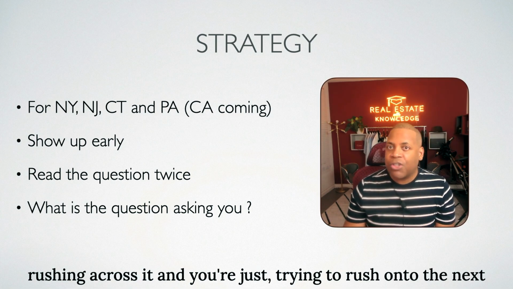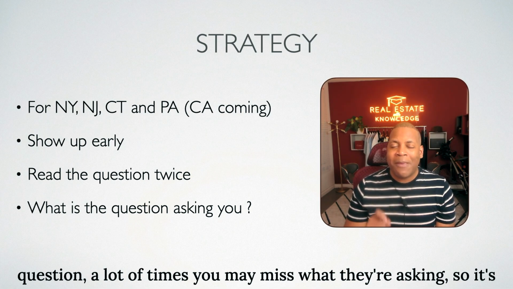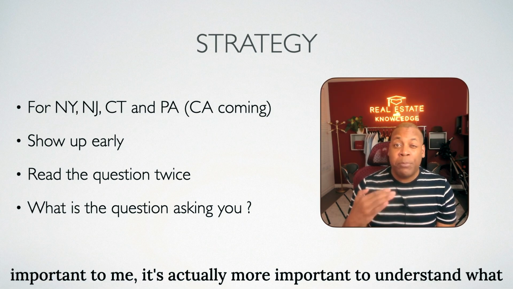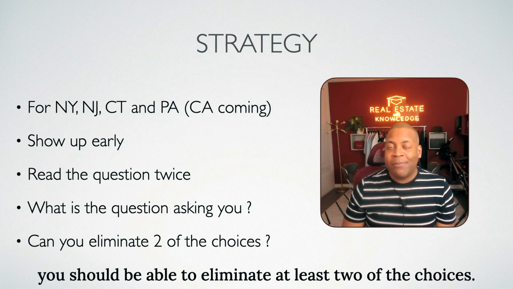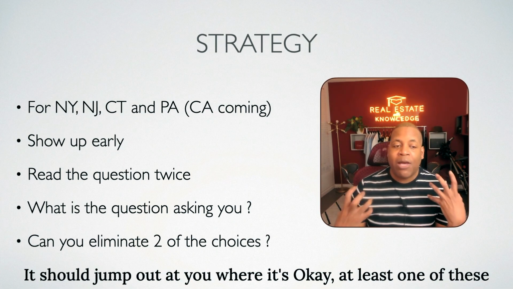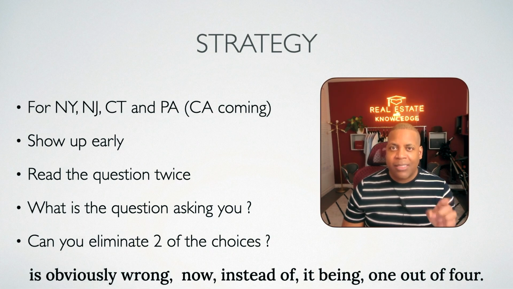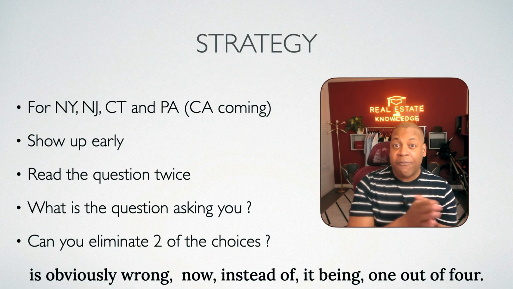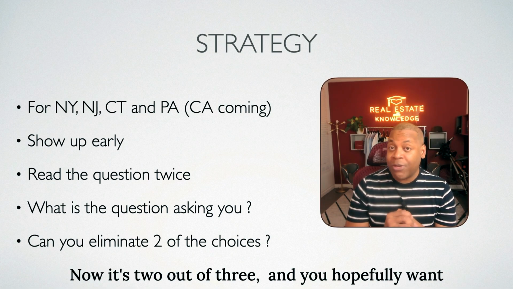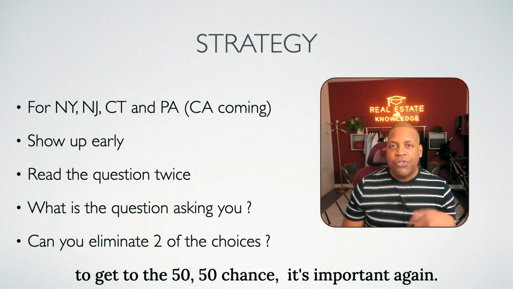But if you're rushing across it and just trying to rush on to the next question, a lot of times you may miss what they're asking. So it's actually more important to understand what they're asking, because once you understand the question, you should be able to eliminate at least two of the choices. It should jump out at you that at least one of these is obviously wrong. Now, instead of it being 1 out of 4, it's 2 out of 3, right? And you hopefully want to get to the 50-50 chance, right?